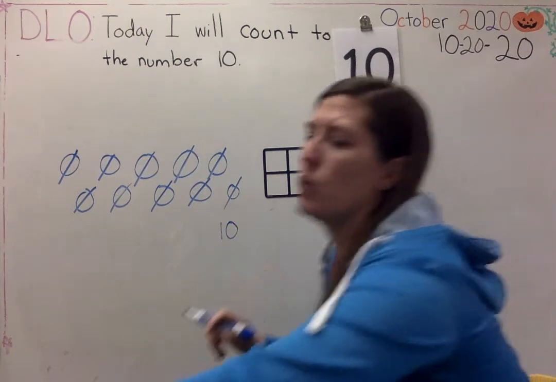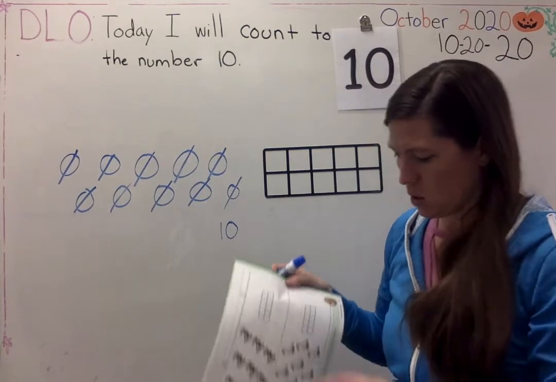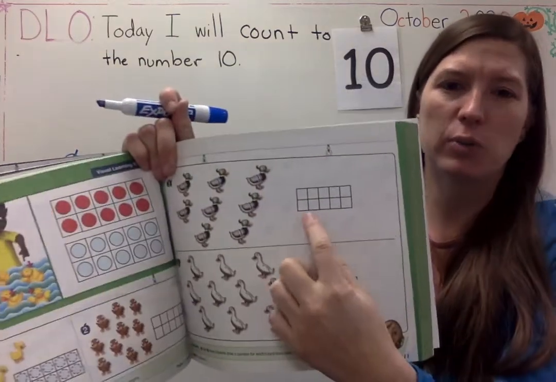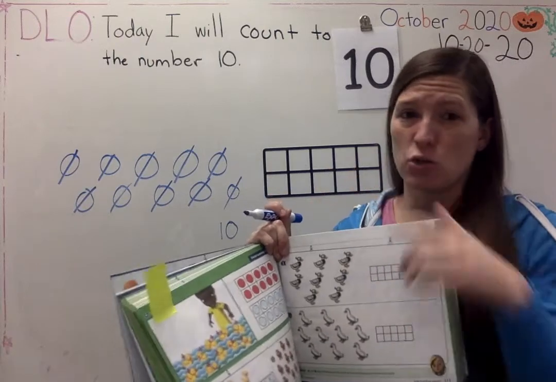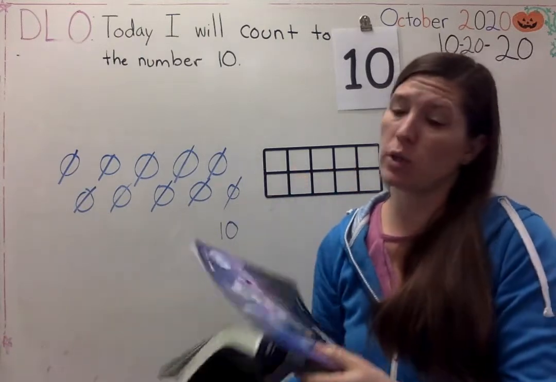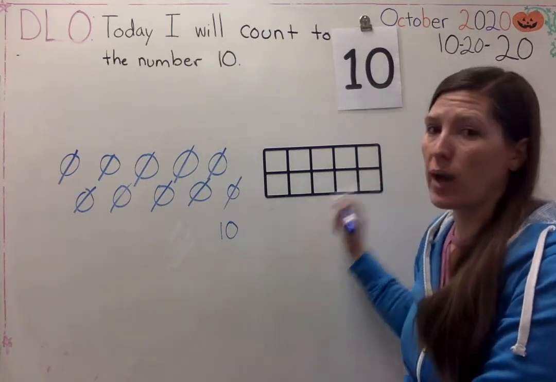Well, let me double check, because in yours it's small enough you can color them in. Yeah, your 10 frames are small enough where you could color in each square. If they were bigger, I would say just draw circles. So it's your choice if you want to draw circles or color in the whole square. You just have to make sure you color in the correct amount.